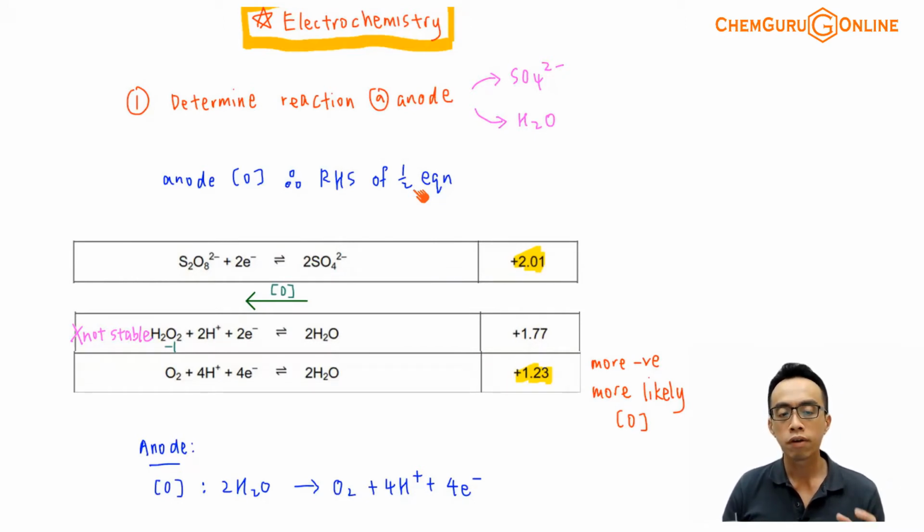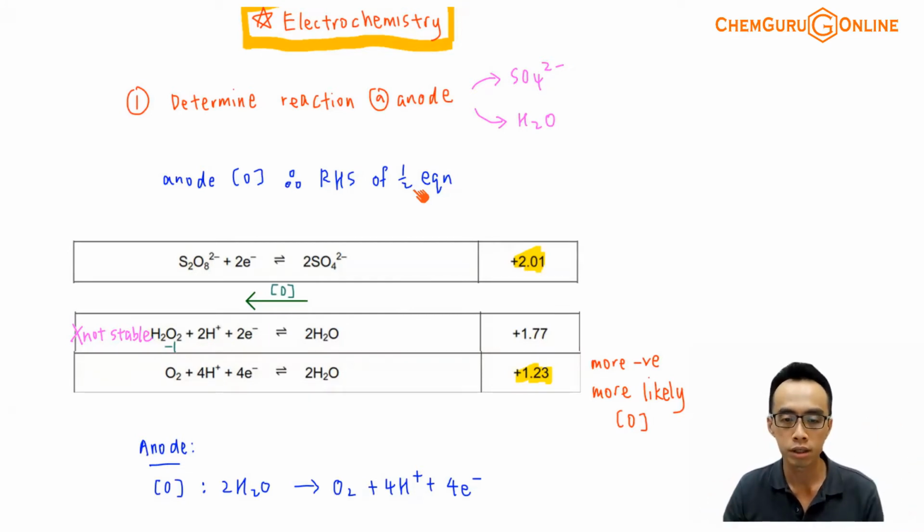So if I consider oxidation involving sulfate and involving water, species that undergo oxidation should appear on the right hand side of the half equation, because all the half equations in the data booklet are reduction half equations. So species on the left hand side will undergo reduction, species on the right hand side will undergo oxidation. So when I refer to the data booklet, I just need to focus on the right hand side of the half equation and look out for my SO4 2-.